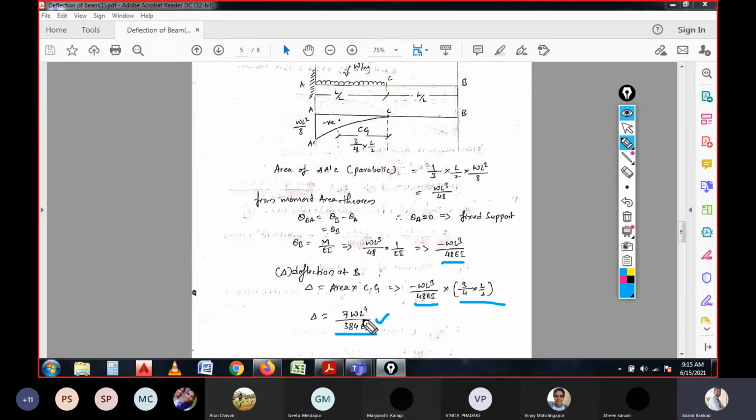Once the span L, the load W, and the EI value are substituted, then you will be able to calculate the deflection in mm. That mm depends on the load unit, the length unit, and the EI units. If you are substituting the load in newtons, the length in mm, E in Newton per mm square, and I in mm to the fourth, then you will be able to calculate the deflection at the end.